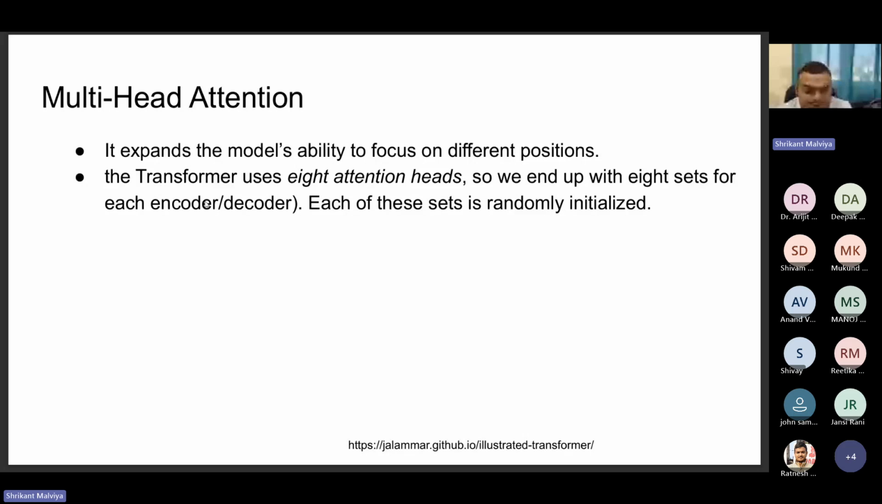For this example, suppose there are eight attention heads. So eight query vectors will be there for each word to process the dependencies, or attention, with all other words in the sequence.